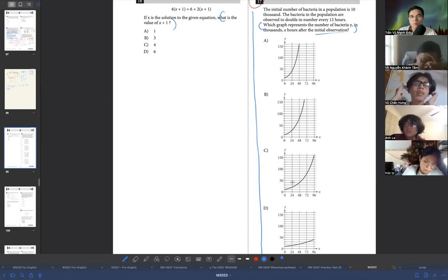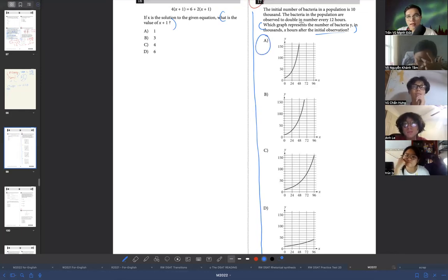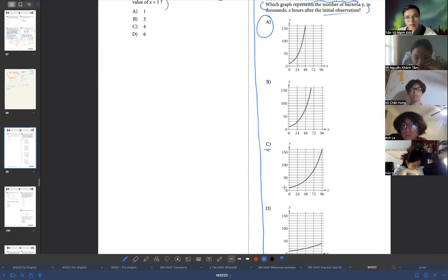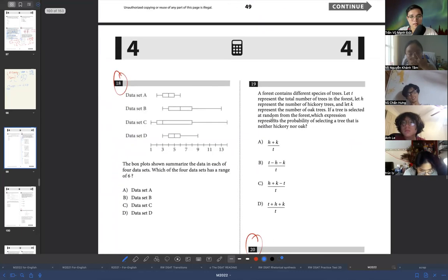I believe it's A. A is the correct answer because it doubles in number every 12 hours. On C, it doubles every 24 hours. You can see the initial starting point is 10,000. But at the 24th mark, at T equals 24, there will be 20,000, which is doubling, and this one at 12 is already doubled. So pay attention to that. Don't be fooled by the simple phrasing.